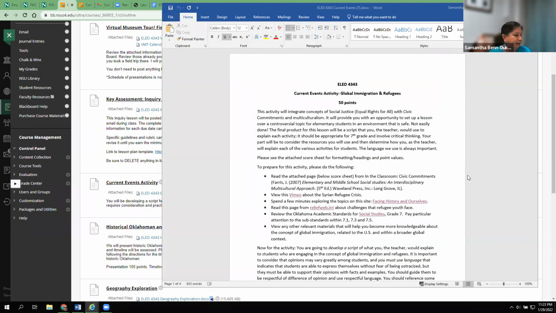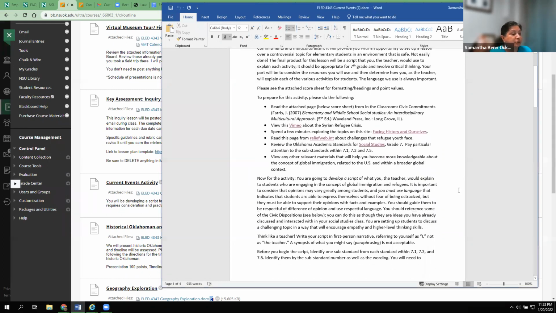Now, once you've done that, you're going to begin your script. You are the teacher, and you're going to write it like a script with your exact words. You want to guide your students using appropriate language and help them understand what you expect them to do, and give them the parameters within which you expect to work.